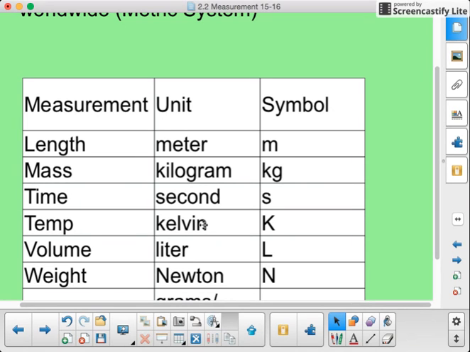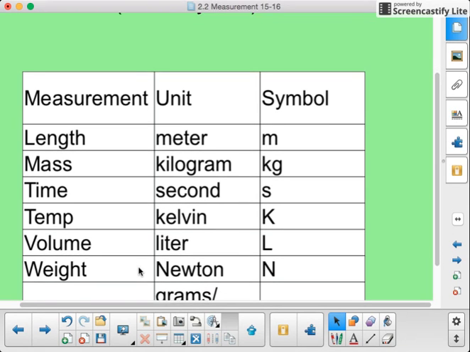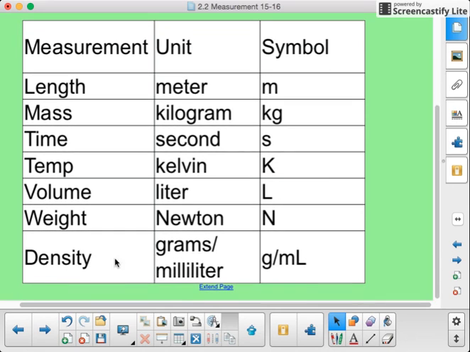Temperature is measured in kelvins. That's an uppercase K. Notice that it's not degrees Kelvin, and that's named after the man that came up with that temperature scale. Science is really the only place that you will see temperature measured in kelvins. Otherwise, you'll see Fahrenheit or Celsius. Volume is measured in liters, uppercase L. Weight is in newtons, uppercase N. And density is in grams per milliliter, g/mL.